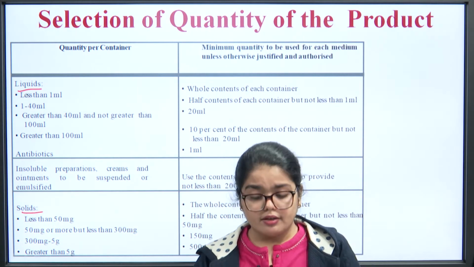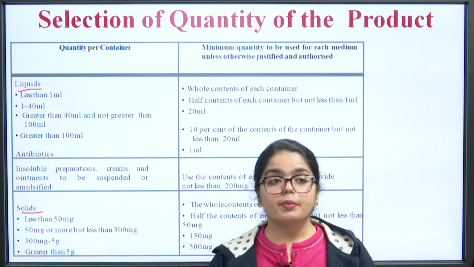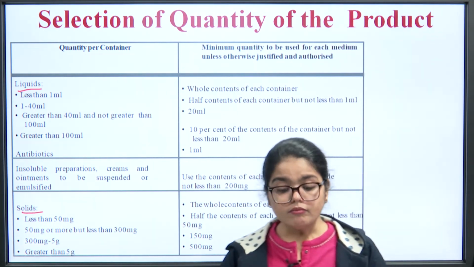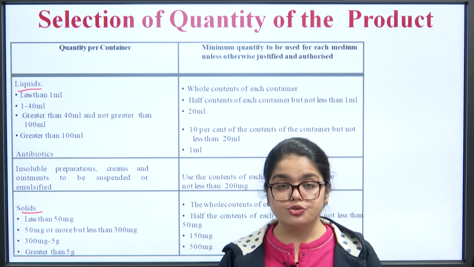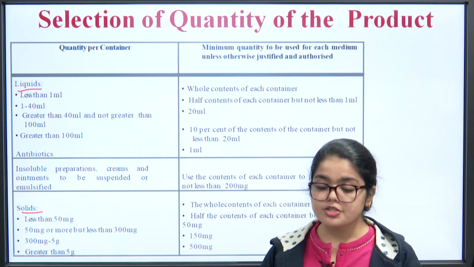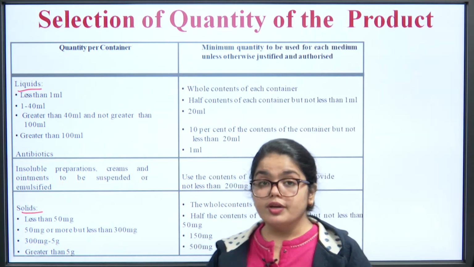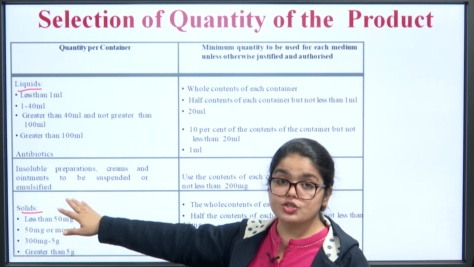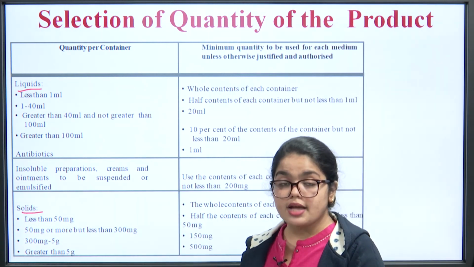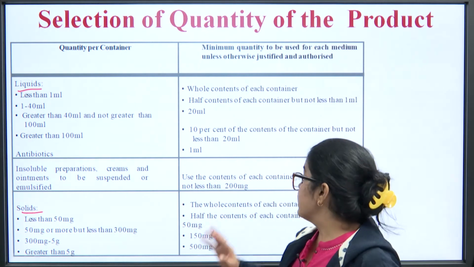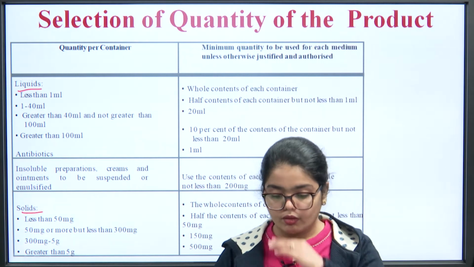Insoluble preparations, creams, ointments, to be suspended or emulsified, whichever preparations are emulsified or suspended in a particular solution or medium, for that purpose use the content of each container to provide not less than 200 mg. We have to select the sample of such preparations in such a way that the particular container or the particular sample size should not have less than 200 mg of that particular medicament.